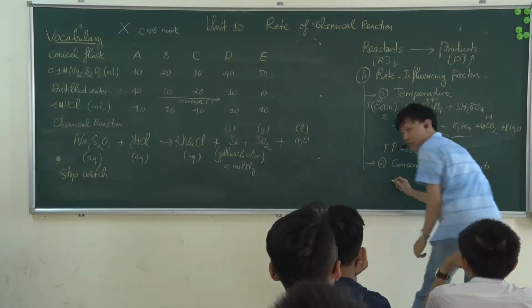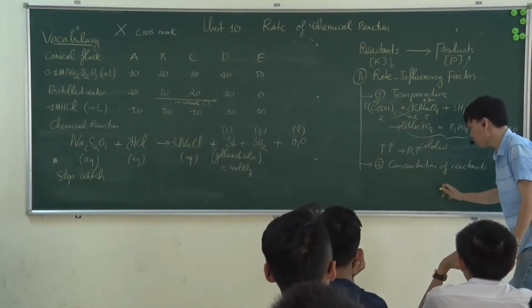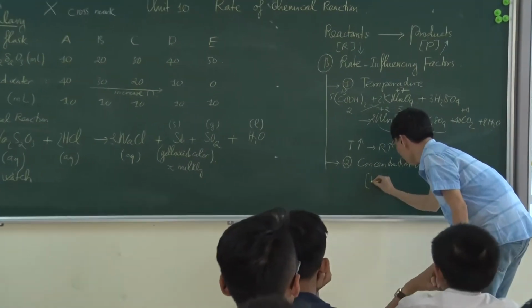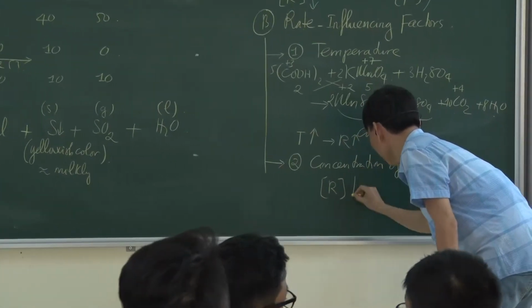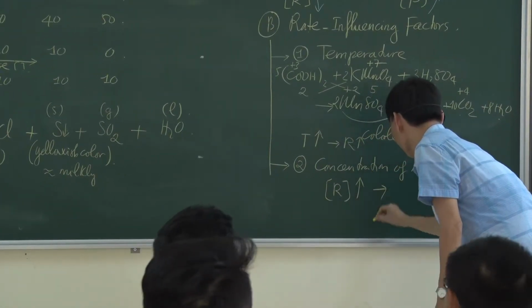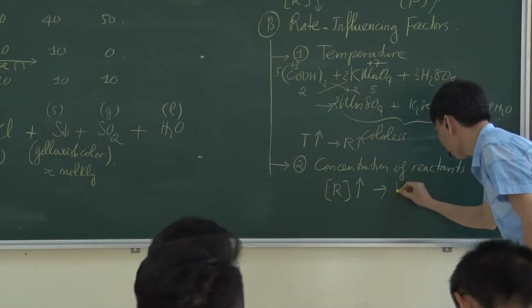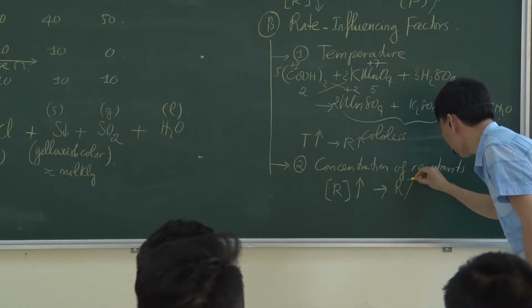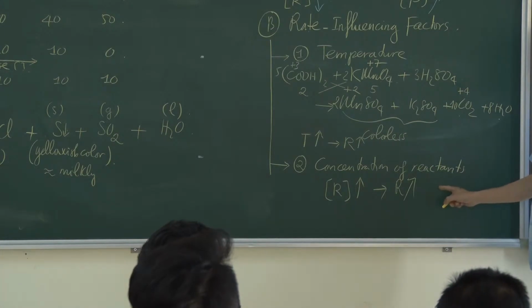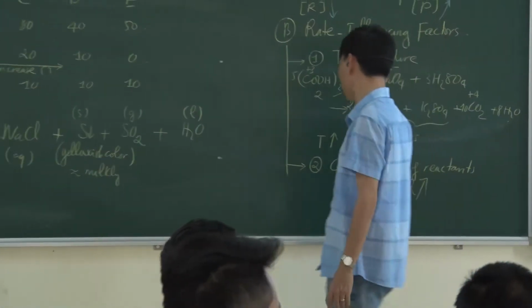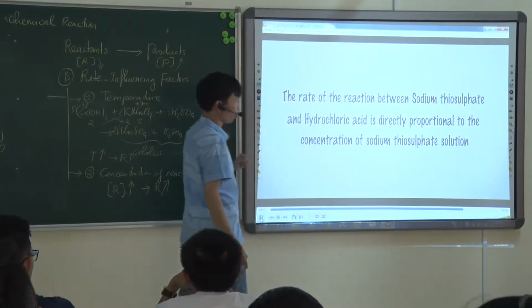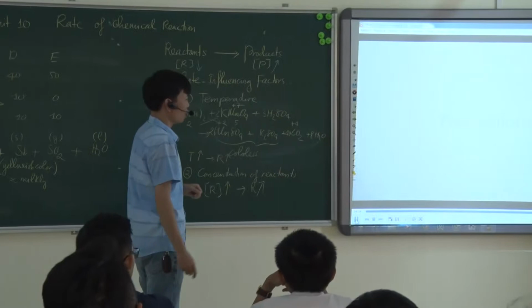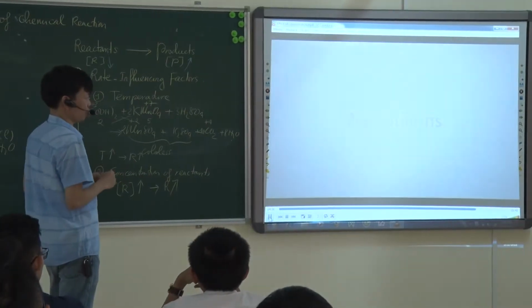Now conclude, so you can conclude: concentrations of reactant increase. The rate of the reaction between sodium thiosulfate and hydrochloric acid is directly proportional, tỷ lệ thuận nhé, to the concentration of the reactant.